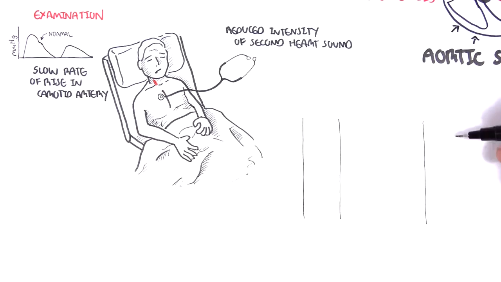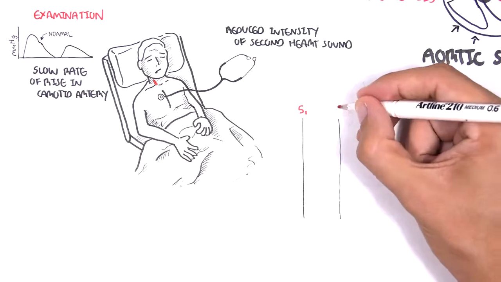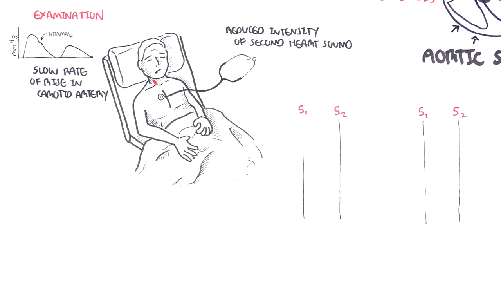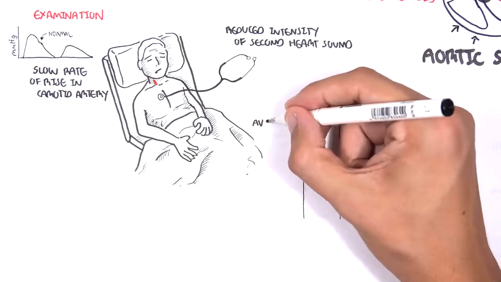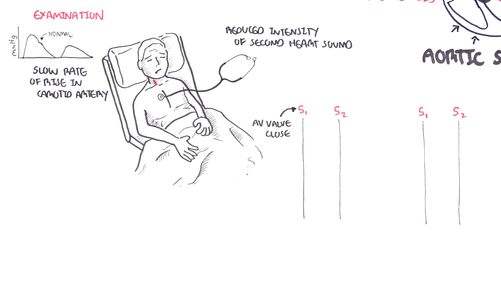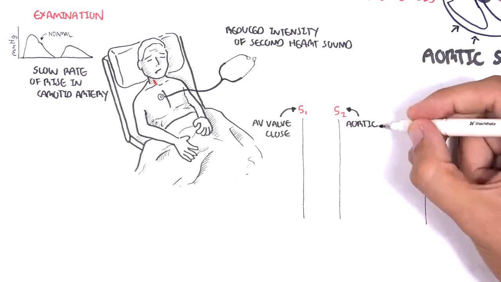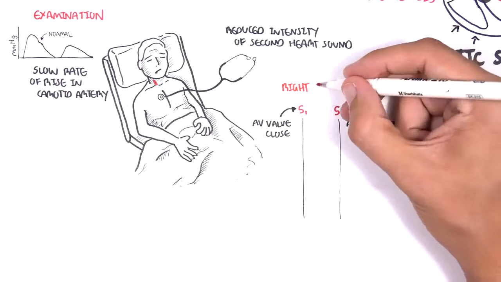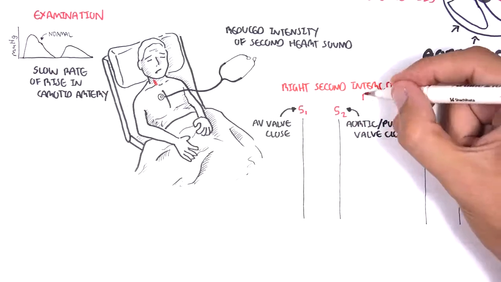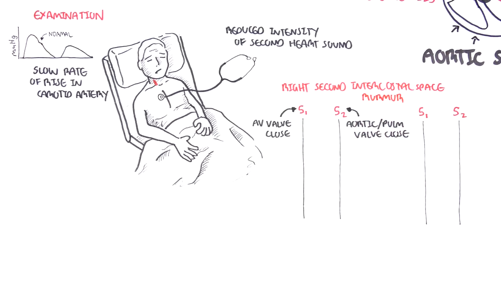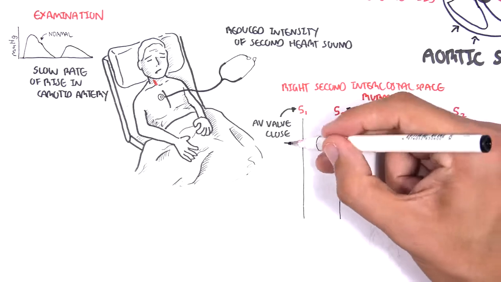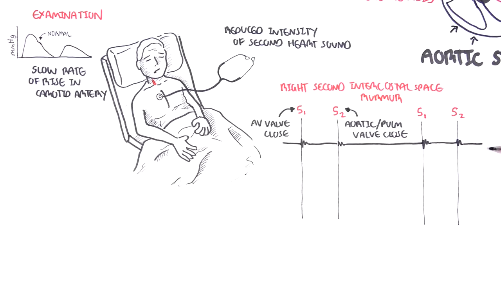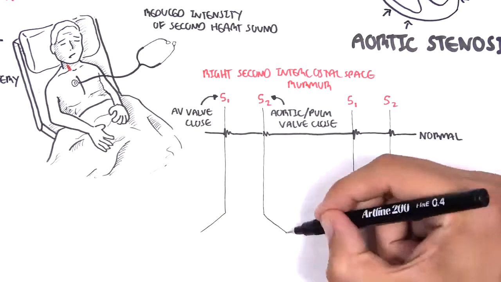Drawing it out here, we normally have 2 heart sounds, S1 and S2. S1 is your AV valve closing, which are your tricuspid and mitral valves. And S2 is when your aortic and pulmonary valves close. We are listening to the right second intercostal space murmur in aortic stenosis. But first, looking at the normal. We have a first heart sound and then a second heart sound.